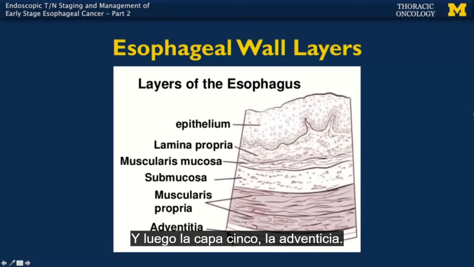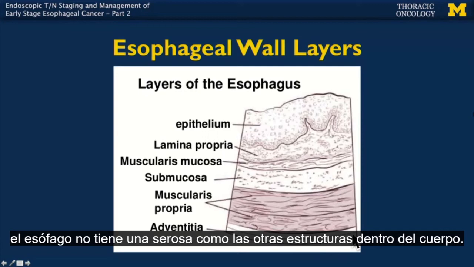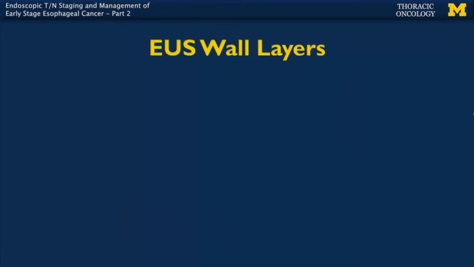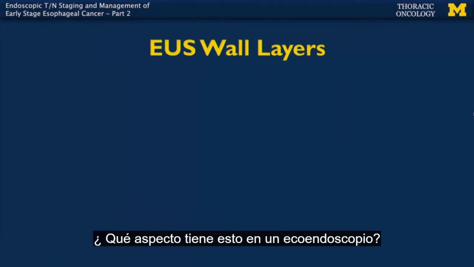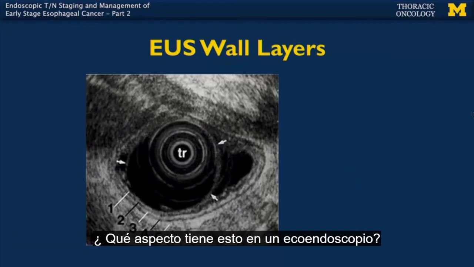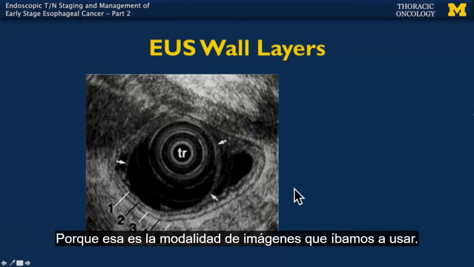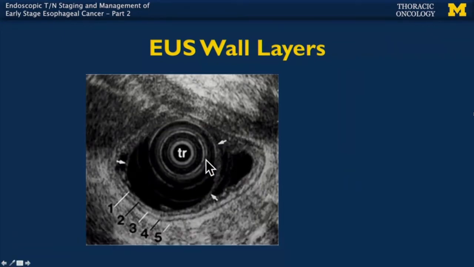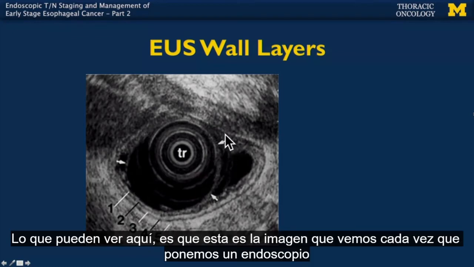Keep in mind, like we just said, the esophagus does not have a serosa like the other structures within the body. Now, what does this look like on an echo endoscope? Because that is the imaging modality that we were going to be using. So what you can see here is the image that we see whenever we put an echo endoscope down into the esophagus in a patient.